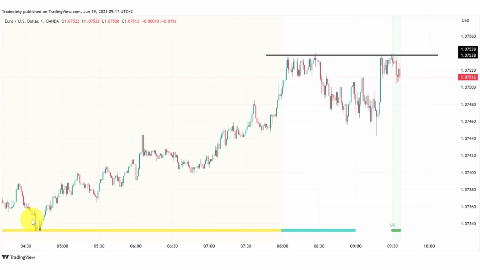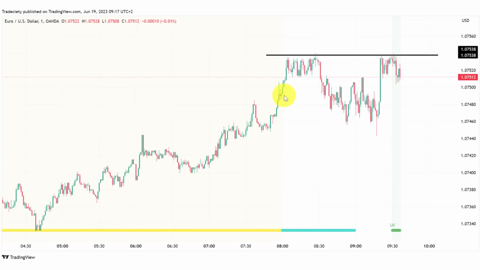So what we see here is that we are on the 1 minute time frame. The market has been moving higher in this yellow zone, which is the Asian session. And in TradingView, you can find a lot of free indicators for the sessions. You can just search for session time or Forex sessions or trading sessions. You should find a few options.